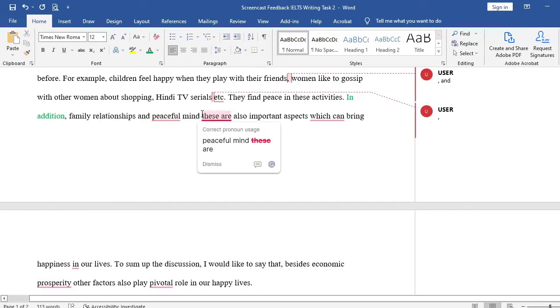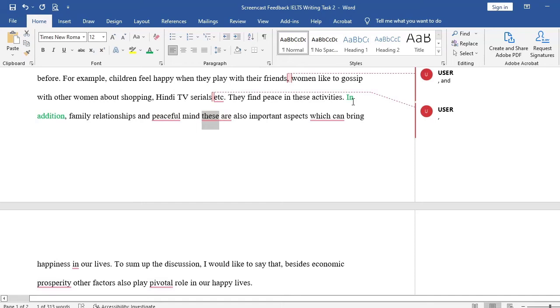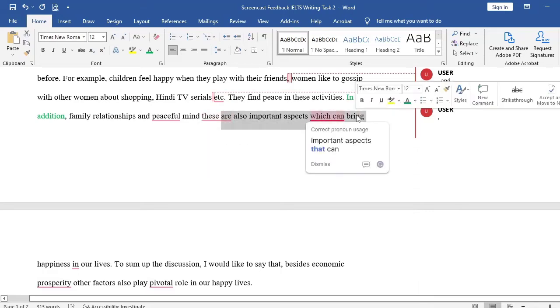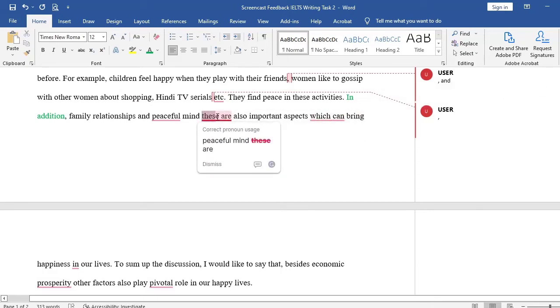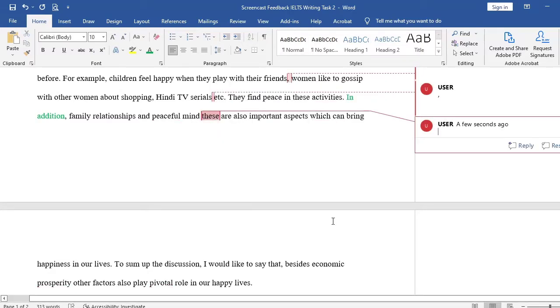So there doesn't need to be this word "these" in "these are also important aspects," because if the sentence is like this: in addition, family relationships and peaceful mind are also important aspects. Okay, so the word "these" is actually very redundant. It is not necessary, and not only is it not necessary, it is actually making the sentence grammatically incorrect. Remove "these," which can bring happiness in our lives.